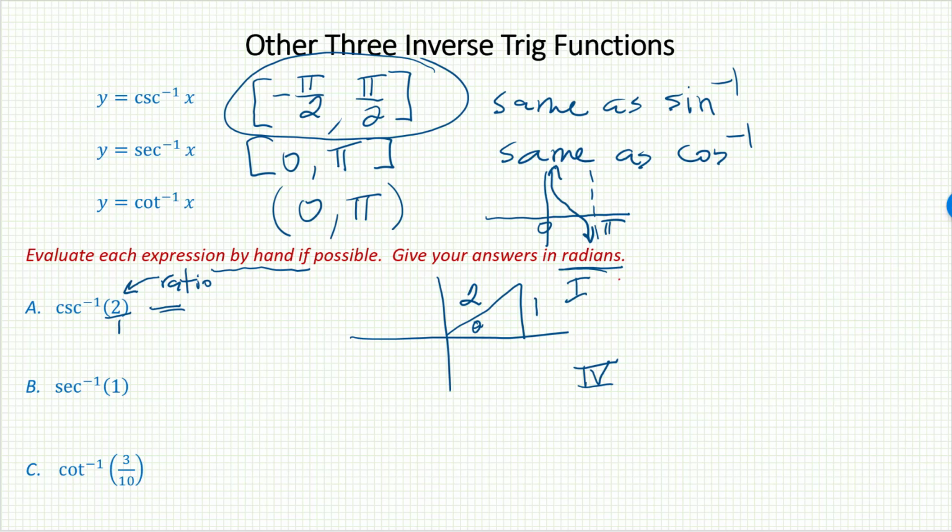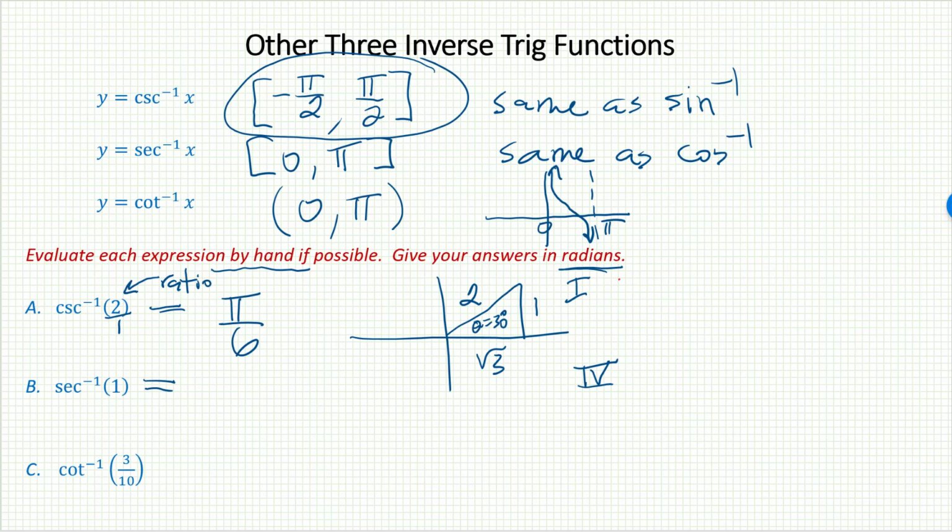Or another way I could have thought of it, if the cosecant ratio is 2 over 1, then of course the sine ratio must be 1 over 2. Sine is opposite over hypotenuse. Well, we've drawn this triangle many times. It's just our typical 30, 60, 90 triangle here. This is the 30-degree angle opposite the 1. That's the angle we're interested in. In radians, that would be pi over 6.